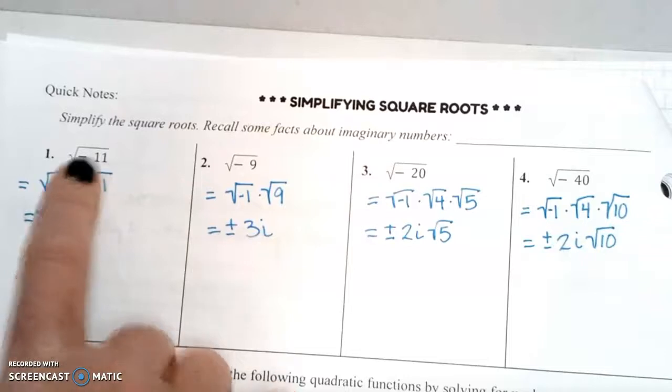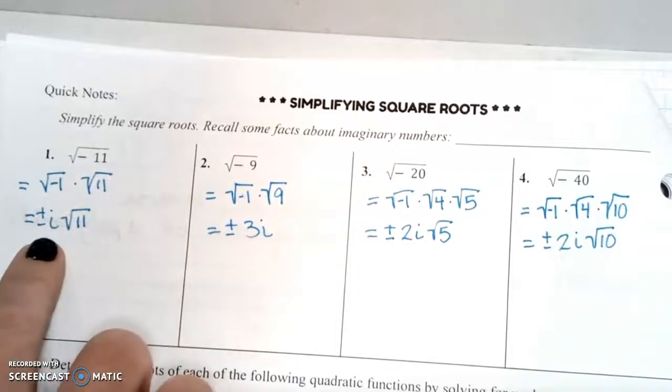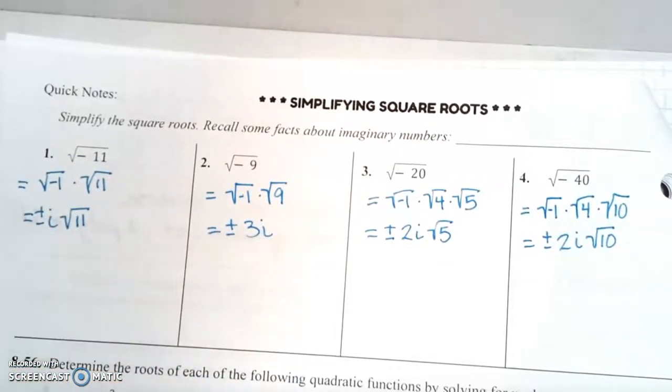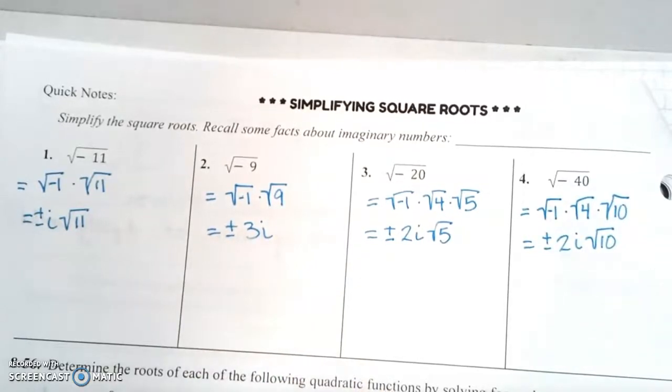So if you separate the square root of -11 into the square root of -1 times the square root of 11, you're going to have i square root of 11. For number 2, you separate the square root of -9 into the square root of -1 times the square root of 9. You're going to have 3i. For number 3, you have the square root of -20. You're going to separate it into the square root of -1 times the square root of 4 times the square root of 5. The square root of -1 is going to give you the i. The square root of 4 is going to give you 2.